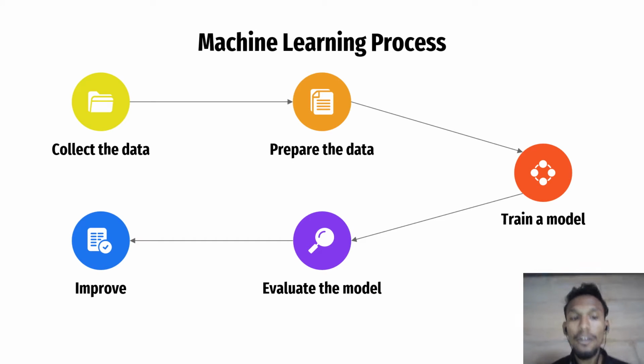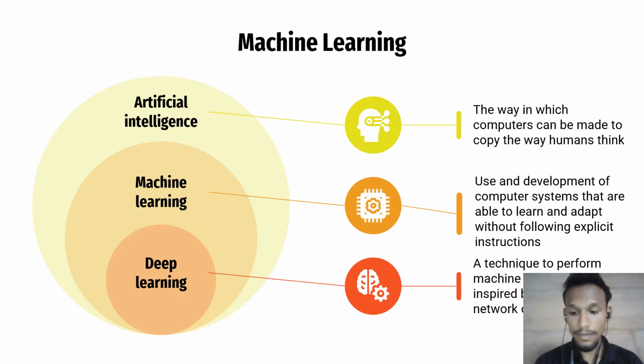This is the process of machine learning. The first step is to collect the data. The second is to prepare the data, and then we have to train a model. After that we have to evaluate the model and then we do the improvement.